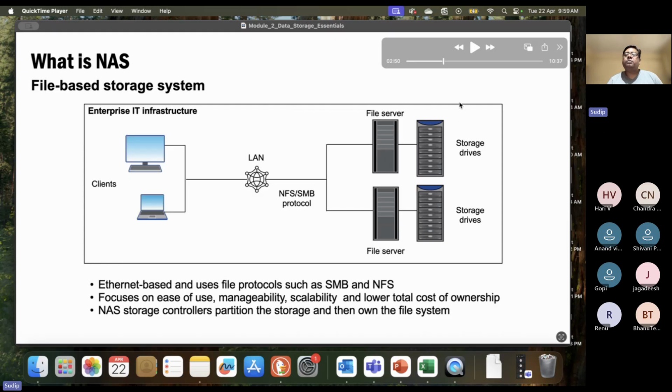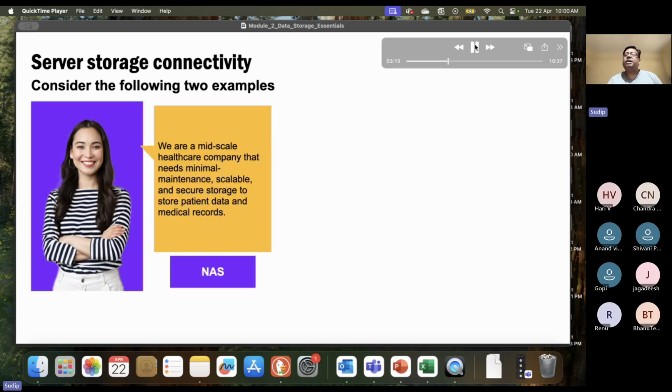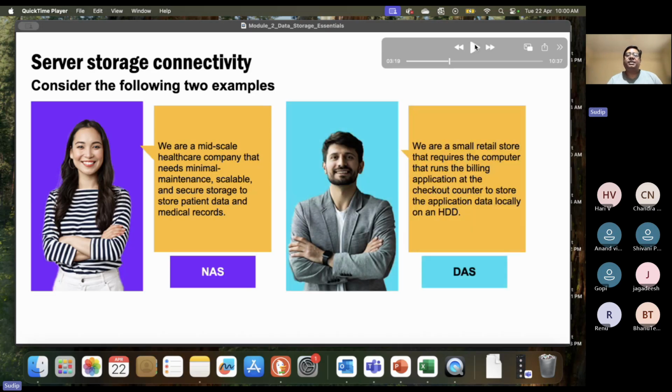But I hope now this difference is clear to all of you. What is the difference between a SAN and a NAS? Once again, in a SAN storage, the storage does not own the file system. It is the server or the host which owns the file system. Whereas in a NAS, it is the storage which is owning the file system, not the server or the host. So does this make sense now?